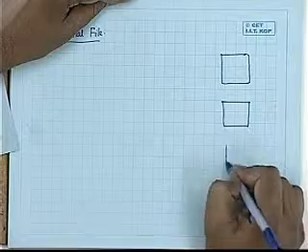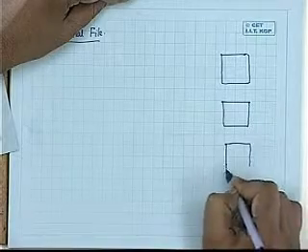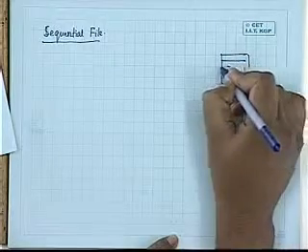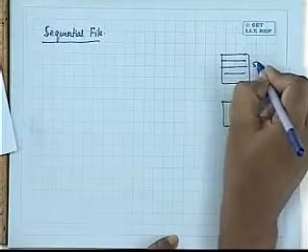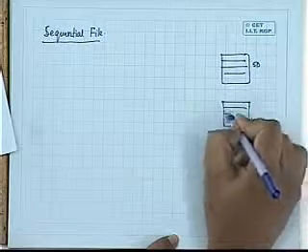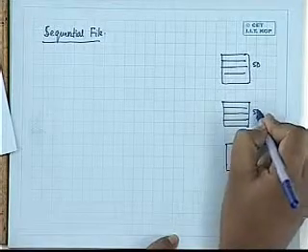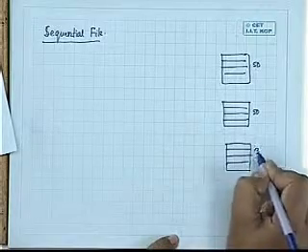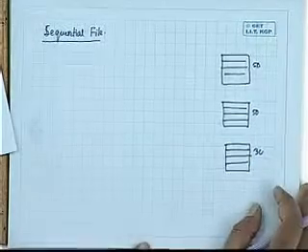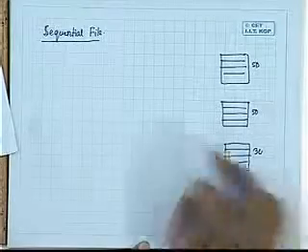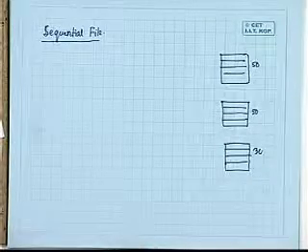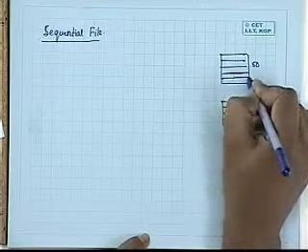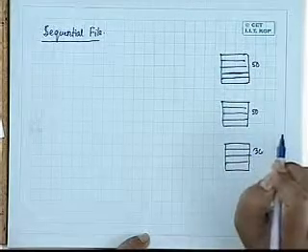So I have 3 blocks. Suppose this block contains 50 records, this block contains 50 records, and this may be the last block, so this may contain 30 records. So that in the file, in total I have 130 records. So this block is completely occupied by 50 records of that particular file.